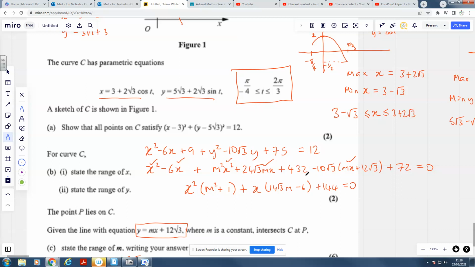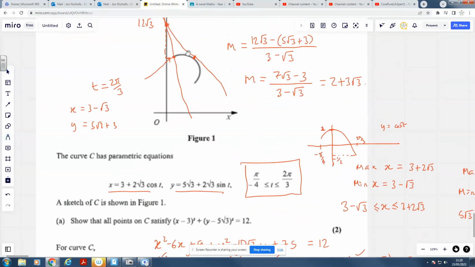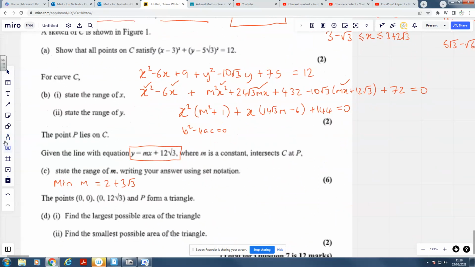Okay, right. Now, we're going to use b squared minus 4ac equals 0. Because this line should be tangent to the curve, I want to find a condition on m for that line being tangent to the curve. So b squared minus 4ac equals 0. So that's 14 root 3 m minus 6 squared minus 4 times m squared plus 1 times 144 equals 0.